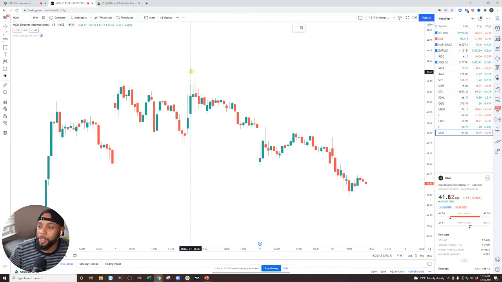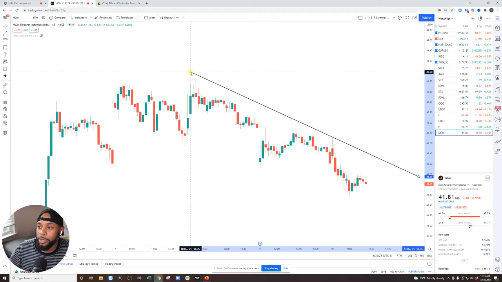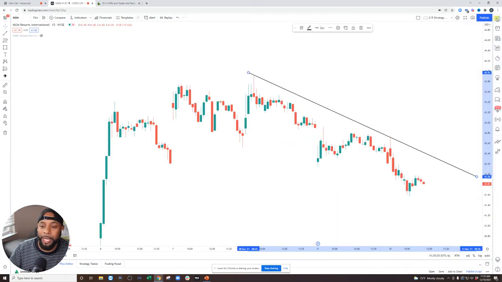Okay. And so what I'm going to do is I'm going to go from wick to wick. And from what I'm seeing right now, as I'm drawing this out, I see that we are in a downtrend. Okay.